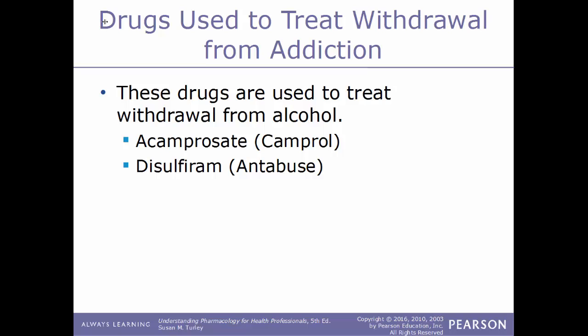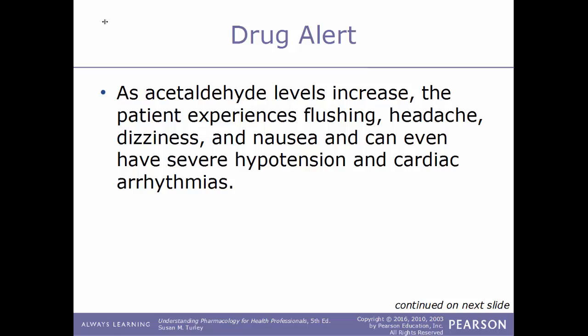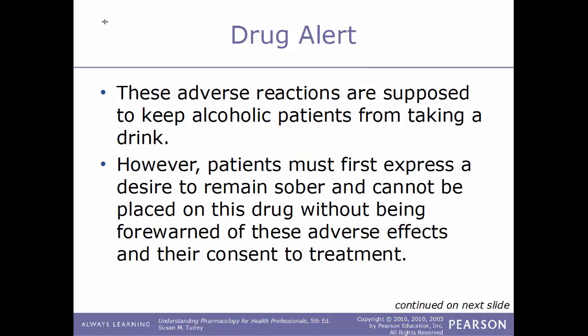These would include acamprosate, also known by the name Camprol, and also disulfiram, also known by the trade name Antabuse. Now, Antabuse inhibits an enzyme that normally metabolizes one of the breakdown products of alcohol into blood. So if a patient drinks while taking this drug, the alcohol is changed to acetaldehyde, but cannot be further metabolized. So as the levels of acetaldehyde increase, the patient will experience flushing in the face, headaches, dizziness, and nausea, and can even have severe hypotension and cardiac arrhythmias. So these adverse reactions are supposed to keep alcoholics from taking a drink.